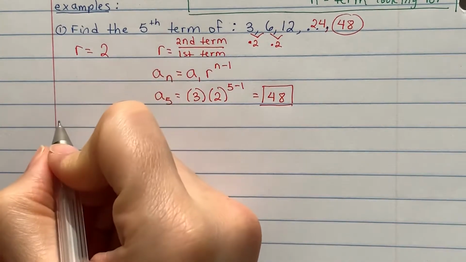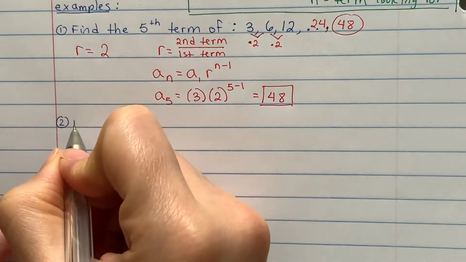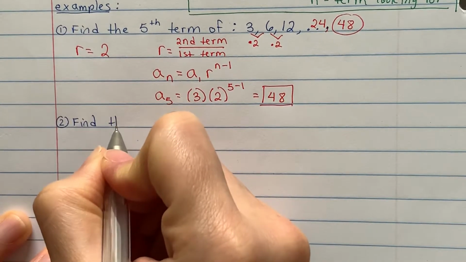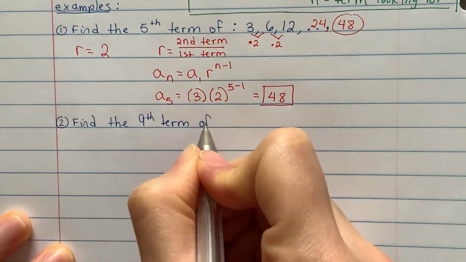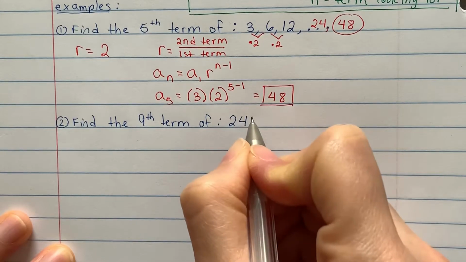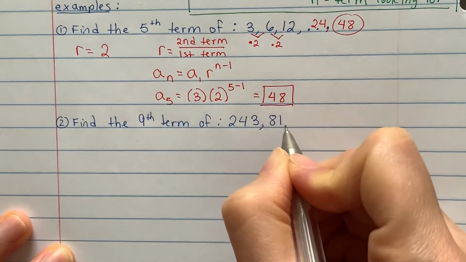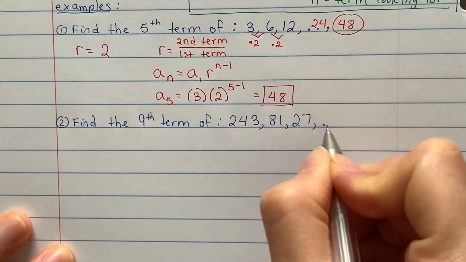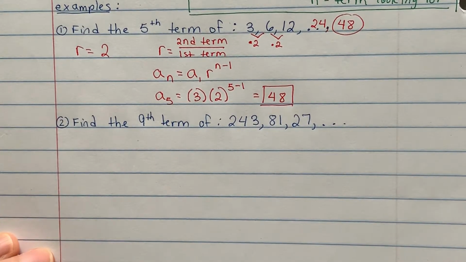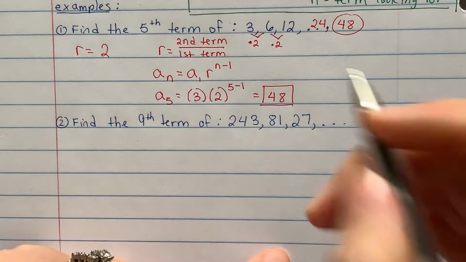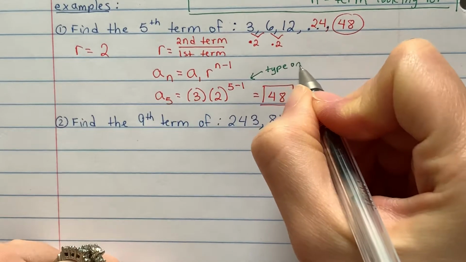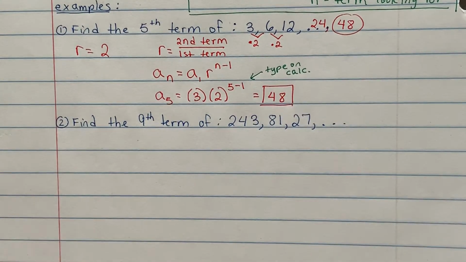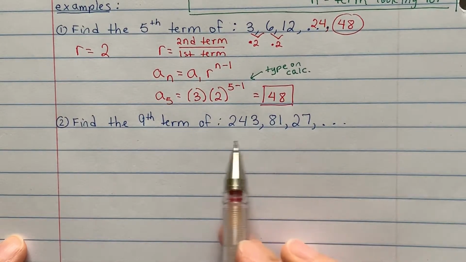Okay, here's my question number 2. Find the 9th term of the sequence 243, 81, 27, dot, dot, dot. Okay, so let's see here. Actually, before I do that, I want to make a note here on this last question. At this point, this is where I just type on the calculator. Okay, so find the 9th term of this.